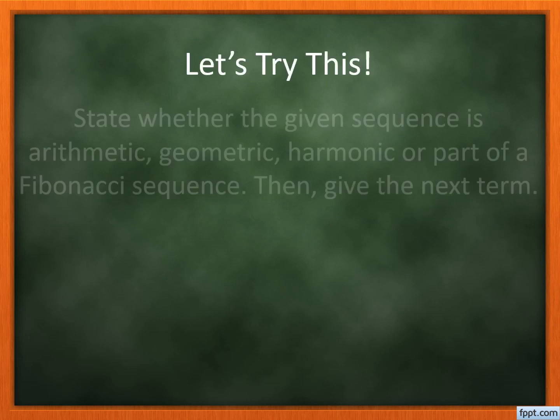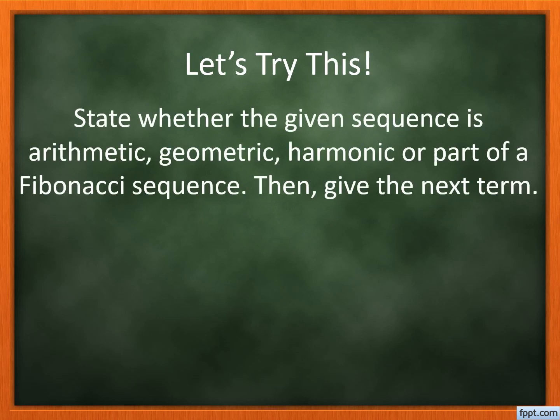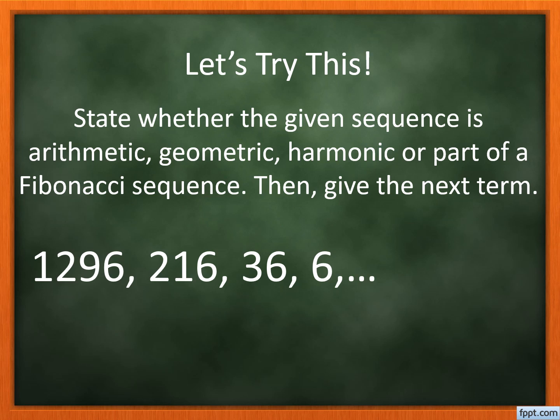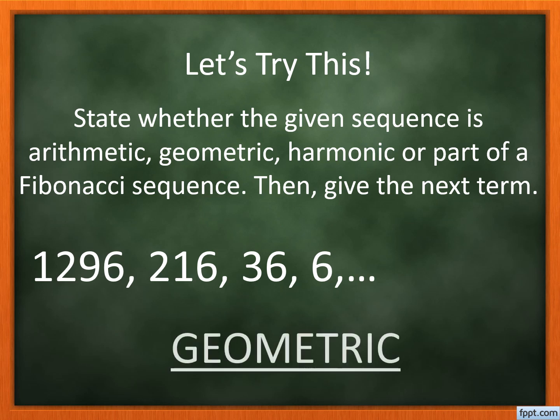Let's try this. State whether the given sequence is arithmetic, geometric, harmonic, or part of a Fibonacci sequence. Then give the next term. For the first one, we have 1296, 216, 36, 6, and so on. This one is an example of geometric sequence since we have the common ratio which is 1 over 6. The next term is 1.